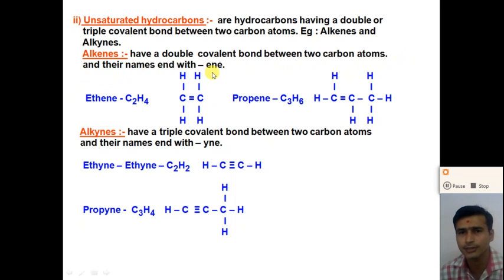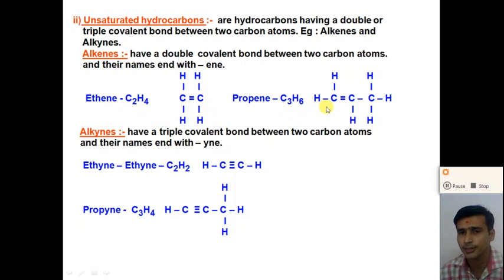Alkenes have a double covalent bond between two carbon atoms, and their names end with "ene", right? If there are two carbon atoms with a double bond between them, they are called alkenes, right? For example, if we consider two carbons connected with a double bond, that means two electrons of one carbon atom make a covalent bond with two electrons of the other carbon atom, and the other electrons of each carbon atom make single bonds with hydrogen atoms. Its molecular formula is C2H4, and the name is ethene, right?